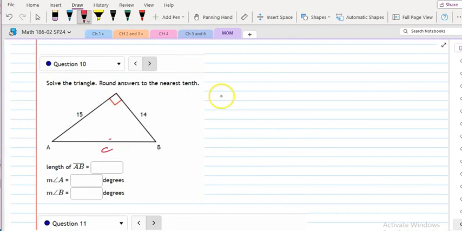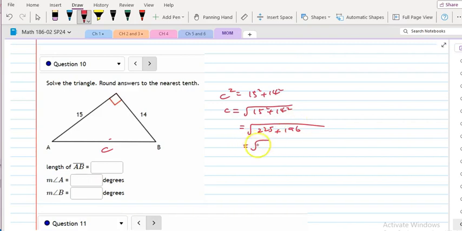Let's say this is side C. By the Pythagorean theorem, C squared is 15 squared plus 14 squared. C is the square root of 15 squared plus 14 squared. Don't take the root before adding. 225 plus 196, add it. So it is the square root of 421. Rounded to the nearest tenth would be 20.5 for me.